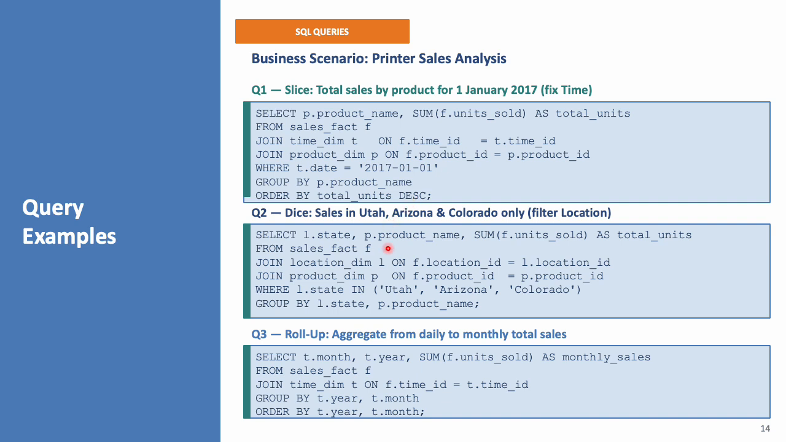Let's look at the second query. This query implements the dice operation. We are keeping 2 dimensions active, location and product. But we are filtering the location dimension to only 3 of the 5 states, which is exactly what dice does. Select. We now want 3 columns, the state name, the product name, and the total units.